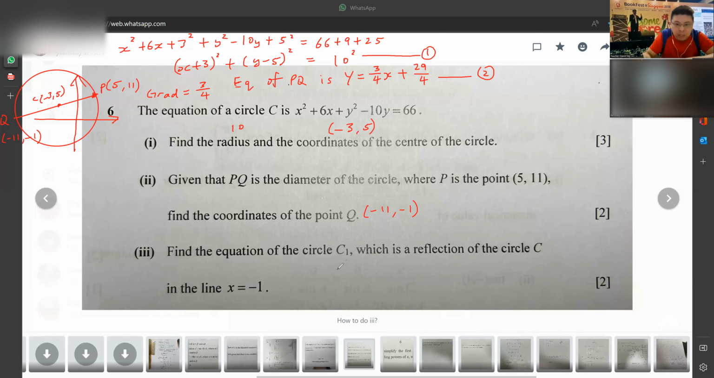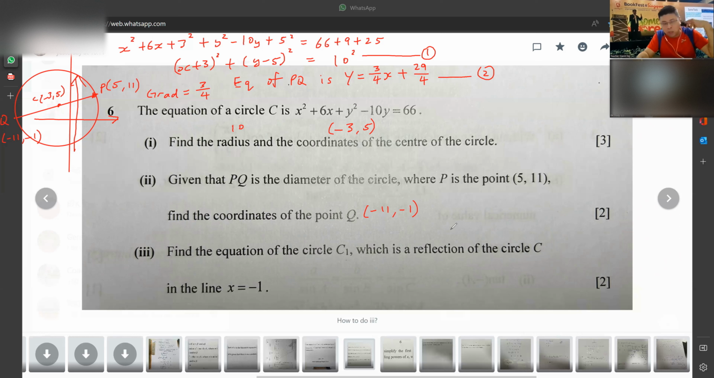Part 3 is the one that you inquired about. Part 3 says that the line is x equal to minus 1. Let's say this is minus 3, so minus 1 is probably about here.